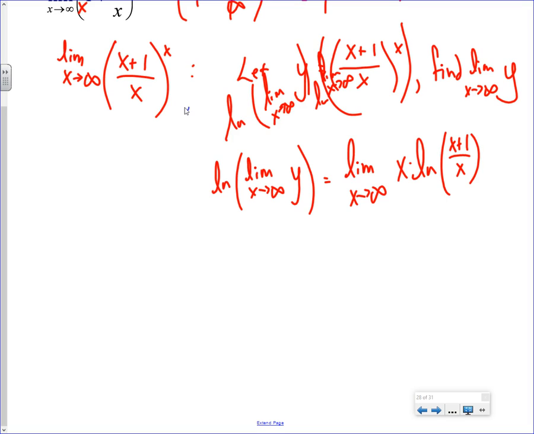This is the only time something like this happens: when you have something to the infinity or to the 0 that you can't deal with. You're going to have to get an ln in there and bring the exponent down. Now here's what gets a little weird. If I plugged in right now, I'd have infinity times ln of 1, which is 0. 0 times infinity is still indeterminate. But what if I rewrite this and say, multiplying by a number is the same thing as dividing by its reciprocal.